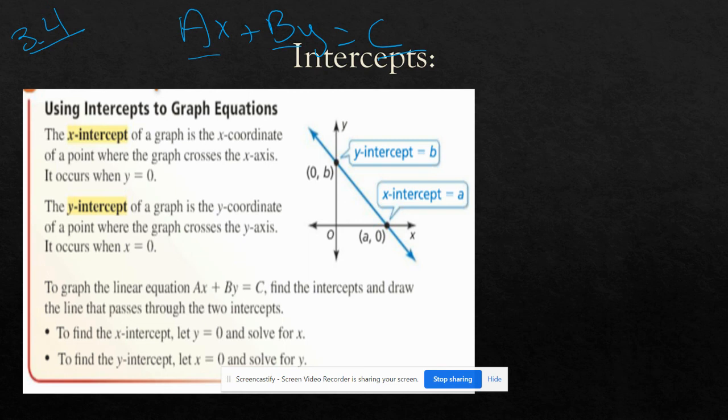X-intercepts: that's where our graph crosses the x-axis. And a y-intercept is where the graph crosses the y-axis. To find them, we plug in 0 for y to find x, and plug in 0 for x to find y. It's opposites. Let's try a couple of those.